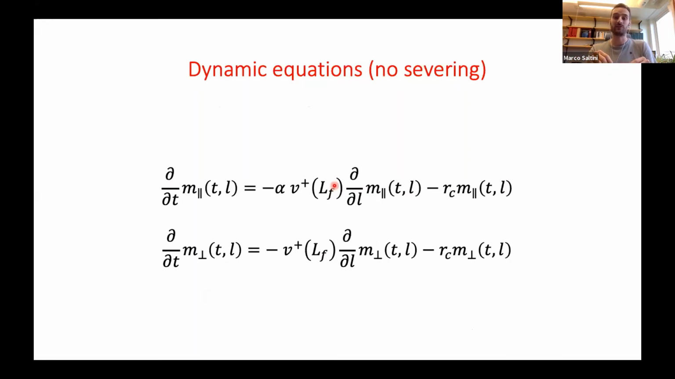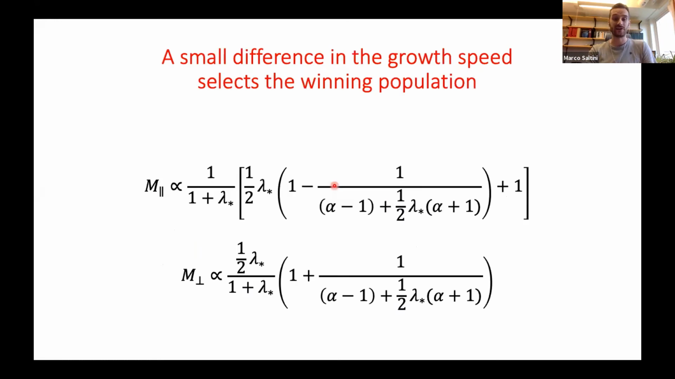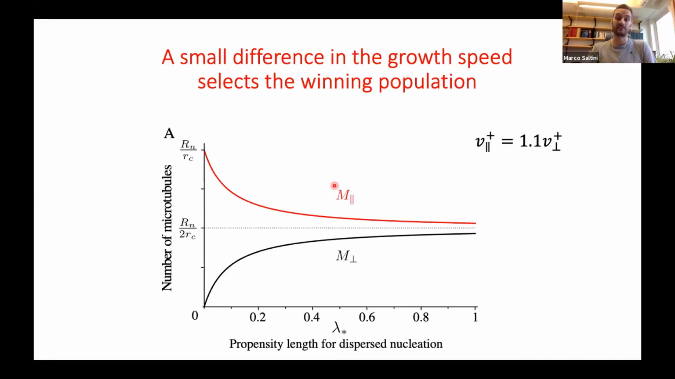So we study the model in which we only have the two populations that compete for the finite pool of tubulin, without considering any kind of interaction between the two populations, without considering any kind of severing event. But even in this case, what we can observe is that longitudinal microtubules eventually end up being many more than transverse microtubules once the equilibrium is reached.